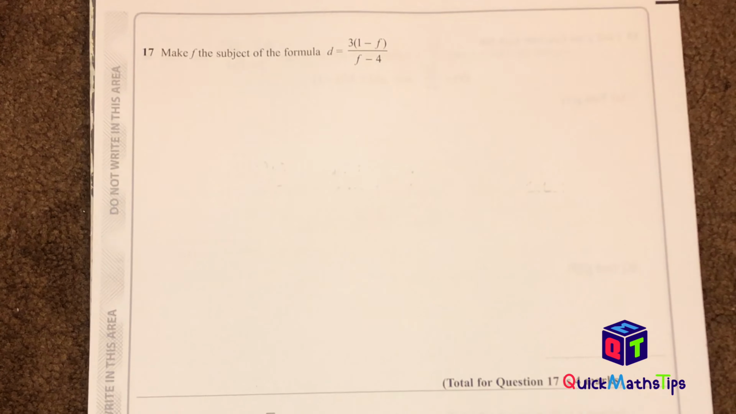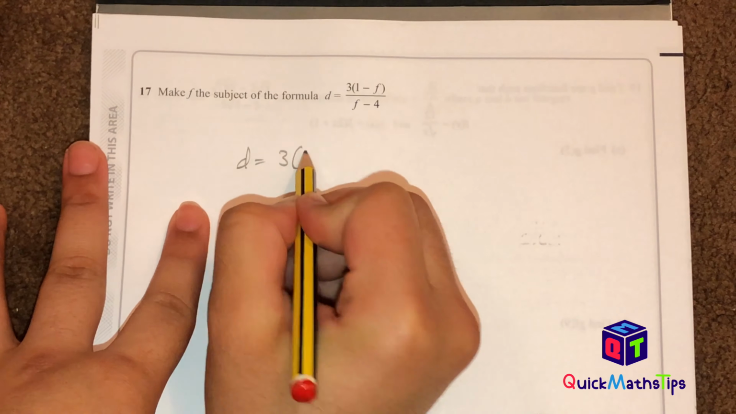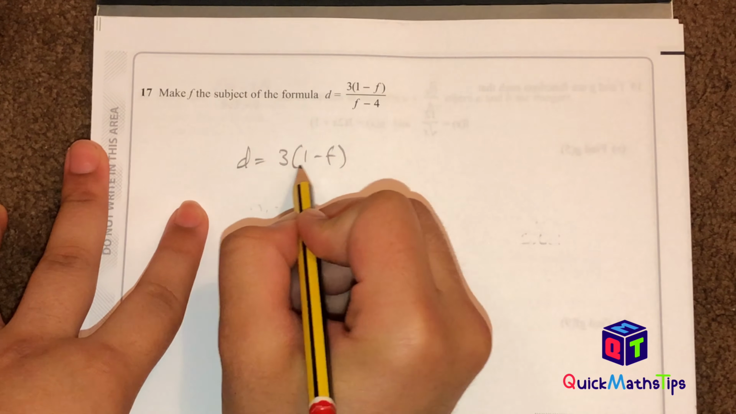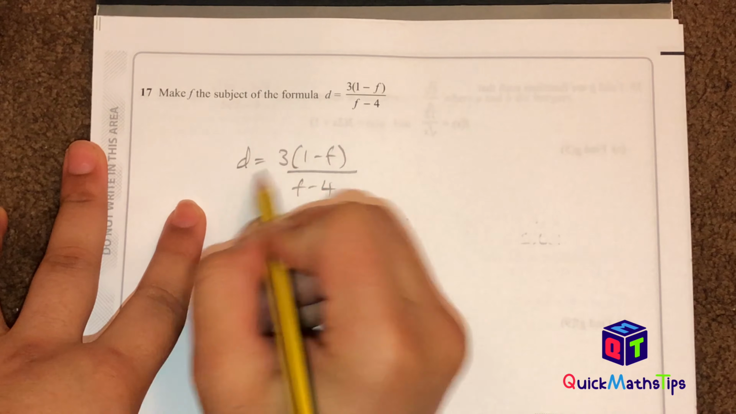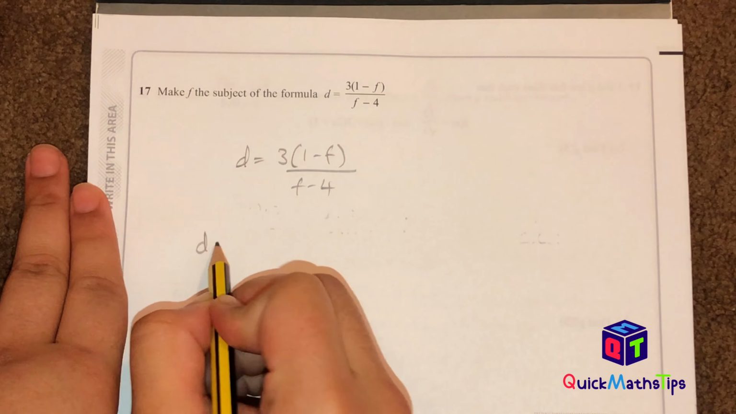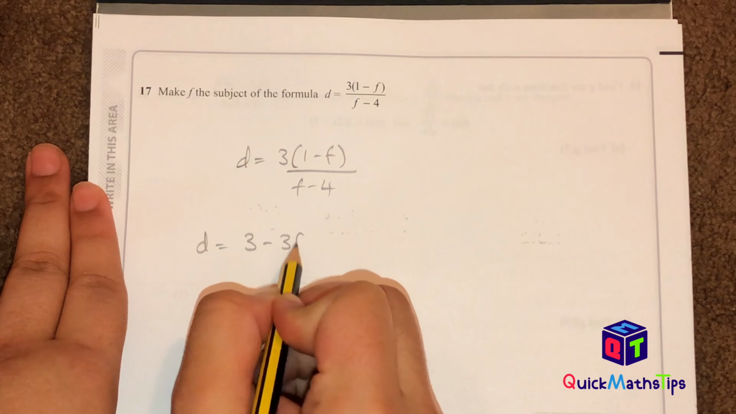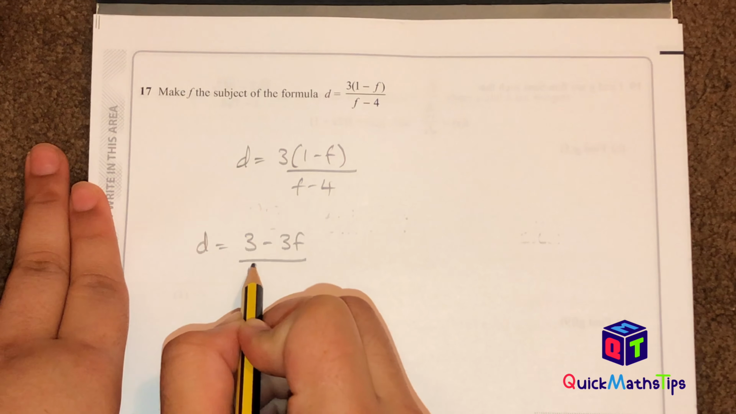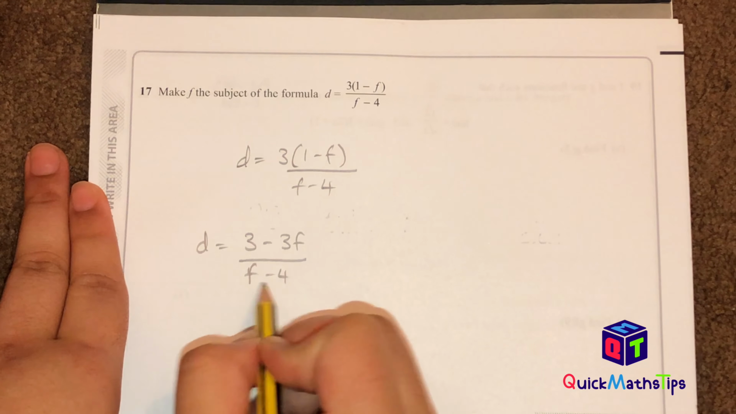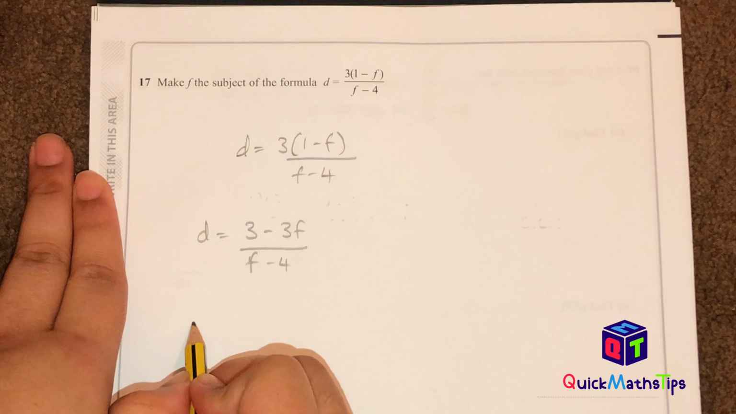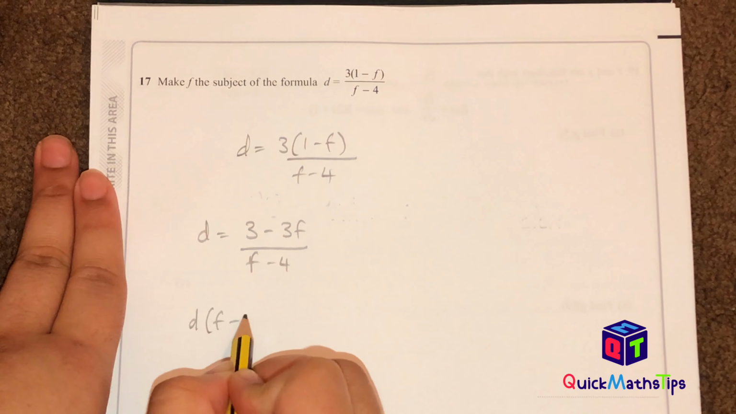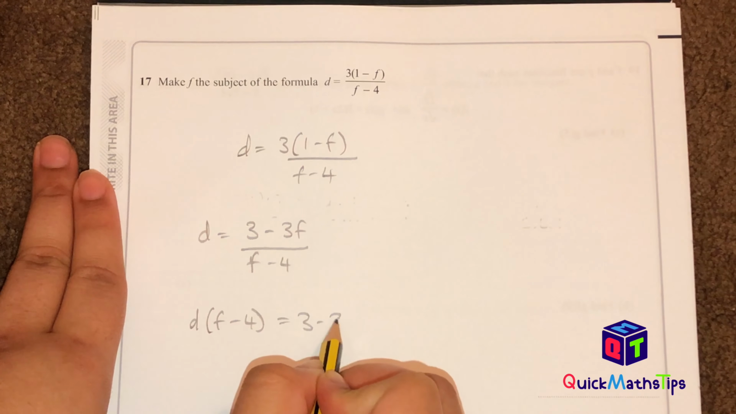Make F the subject of the formula. D is equal to 3 bracket 1 minus F over F minus 4. I'm going to expand this bracket. So D is equal to 3 minus 3F over F minus 4. I'm going to multiply by F minus 4 on both sides. So I'm left with D bracket F minus 4 equals 3 minus 3F.